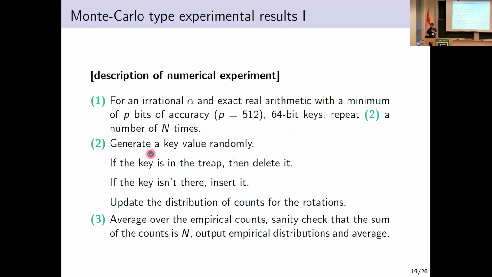What I do is exactly as in the Aragon-Seidel paper: I generate a key with a value randomly, okay? If the key is in the treap, I delete it. If the key is not in there, I insert it, and update the distribution of the counts. And when I've done that n times, I just average.